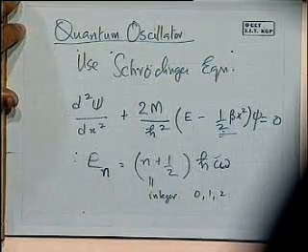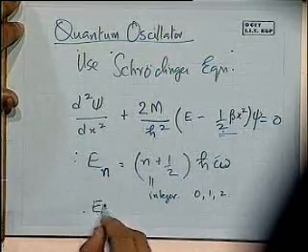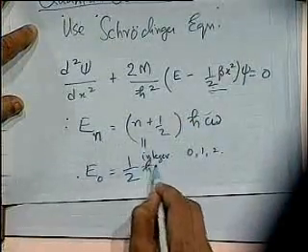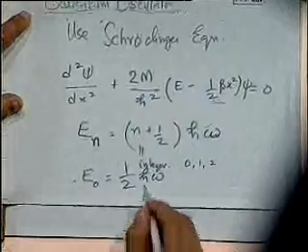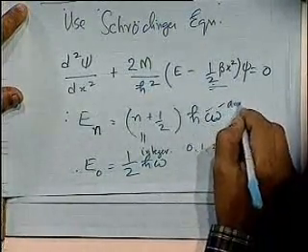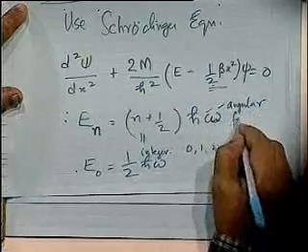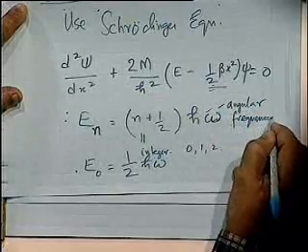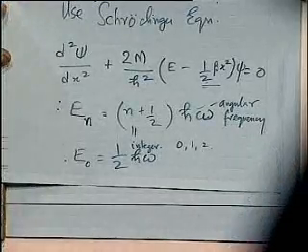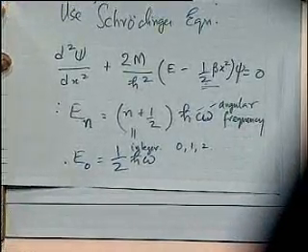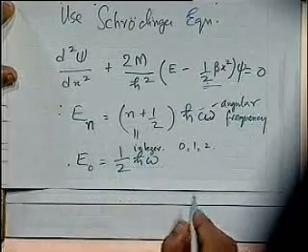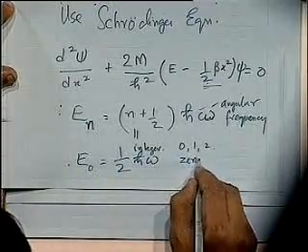Half h bar nu, right? So the lowest energy, that is E0, is equal to half h bar nu, or h bar omega by 2, where omega is actually the angular frequency. You would simply say frequency, but it is referring to the angular frequency. Omega by 2 pi is equal to nu. So the lowest energy is half h bar omega, and that is referred to as zero point energy.